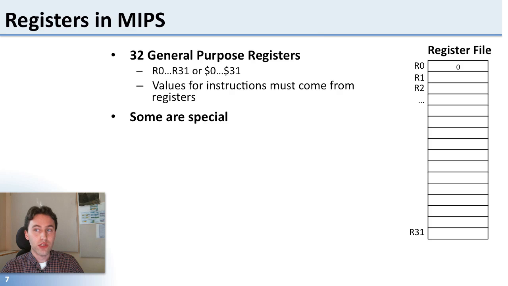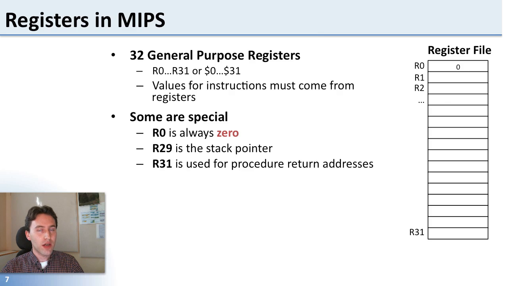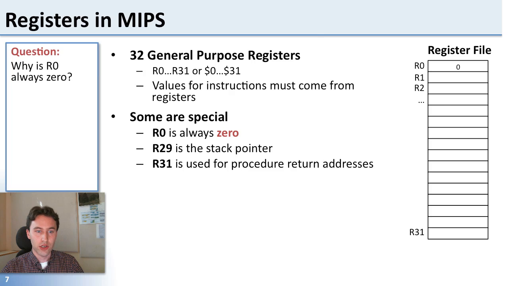Some of these registers are special. In particular, R0 is always 0. That means if you use this first register, R0 in the register file, it will always be 0. You can write to it, but your write won't have any effect. There's some other ones which are special. R29 and R31 are used for procedure return addresses in the stack pointer. These are important when you're going to make function calls, and we'll talk about that in the next lecture.